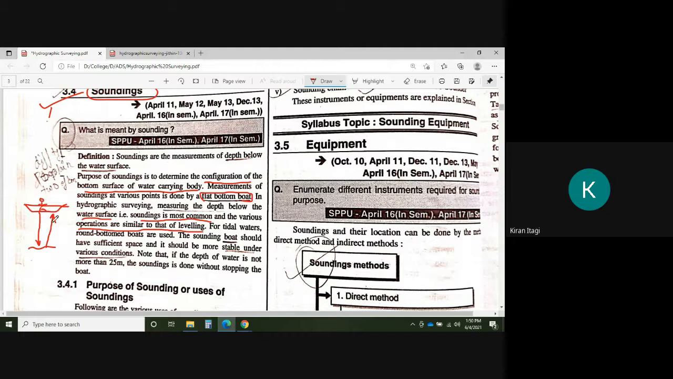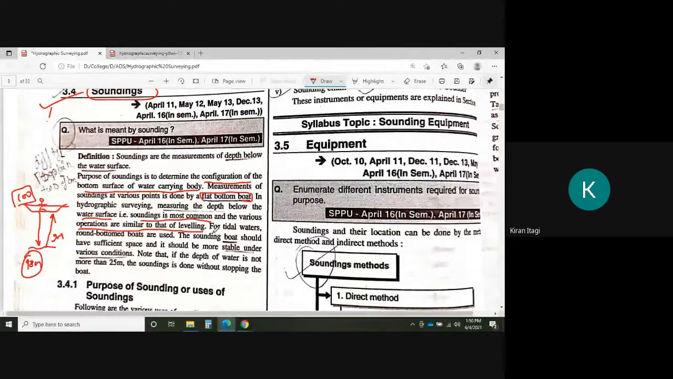Once you determine the depth of that location in a water body, the remaining will be the same. So MSL is say around 100. Sorry, my benchmark is say 100, and the depth I have got is 2 meter. Therefore, the level at this point will be 98 meter. So the remaining will be the same.